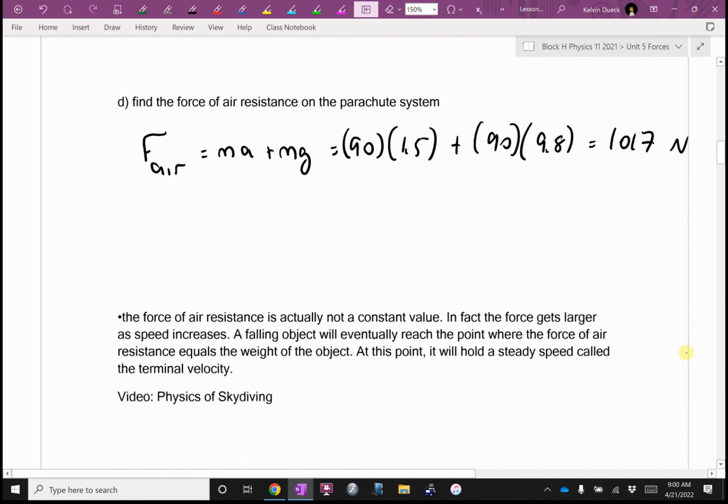So I wrote here, the force of air resistance is actually not a constant value. It gets larger as speed increases. It gets smaller as speed decreases. The fact that I'm slowing down, a split second later, air resistance will be 1,060, 1,050, 1,014, because I'm slowing down. Eventually, I would reach an equilibrium point where air resistance and gravity were the same size, where the forces were, I'm looking for a word that starts with letter B. Okay. What would my acceleration be then? Joanna, has to be 0.